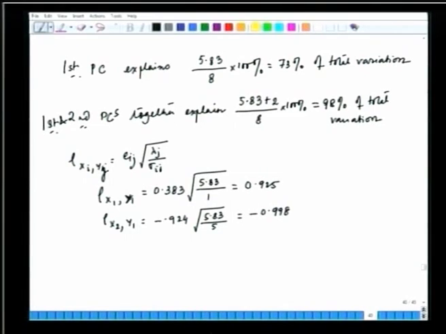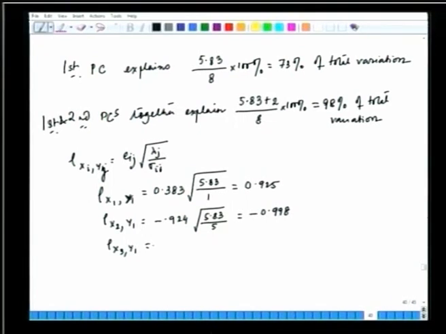I can see that there is a direct relationship between x1 and y1, the first variable and the first principal component, whereas there is a negative relationship between x2 and y1, but nevertheless the importances are really high. They are high in magnitude. One is 0.925, another is minus 0.998. What about the third one, x3 with y1?